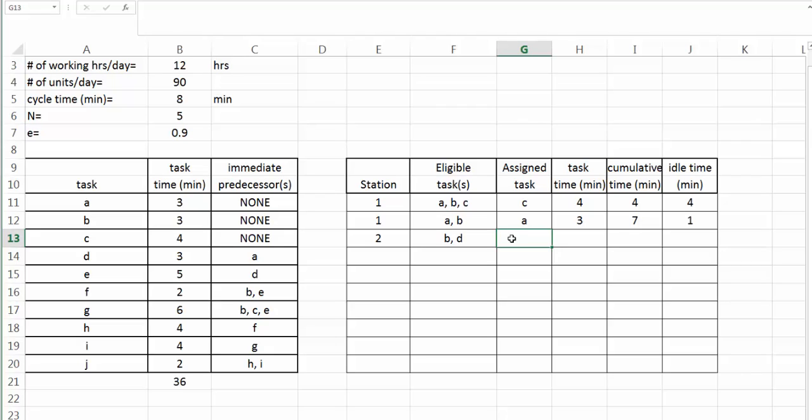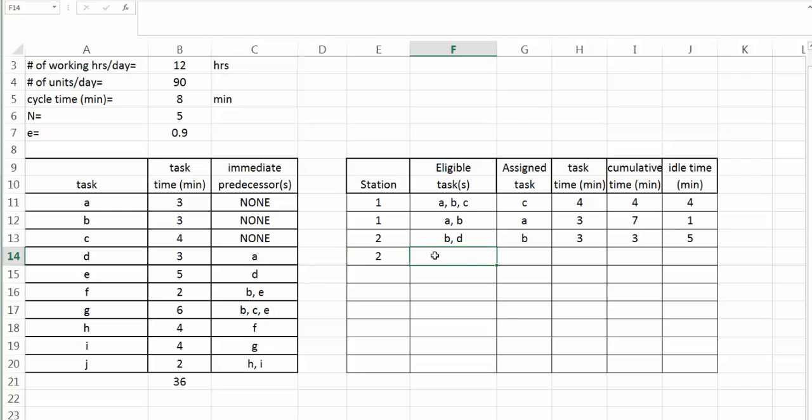And between B and D, which task are we going to assign to workstation two? B takes 3 minutes, D takes 3 minutes. Well, once again, it doesn't really matter whether you assign B or D. For the sake of convenience, let's assign B over here. B takes 3 minutes, and the cumulative time will also be 3 minutes because this is a brand new workstation, workstation number two. Idle time will be 8 minus 3, 5 minutes. Okay, still plenty of room for another task at workstation two.